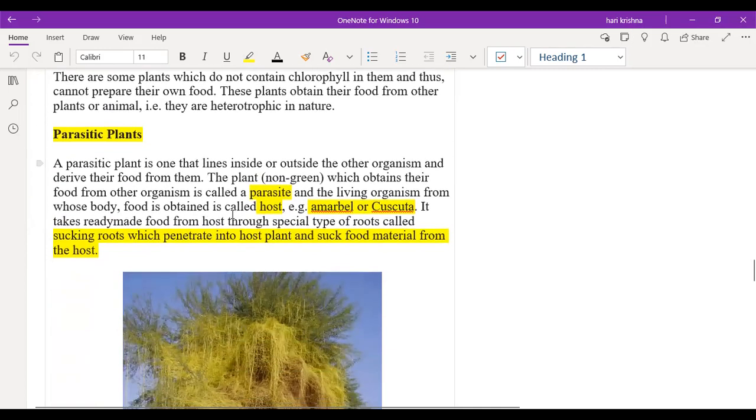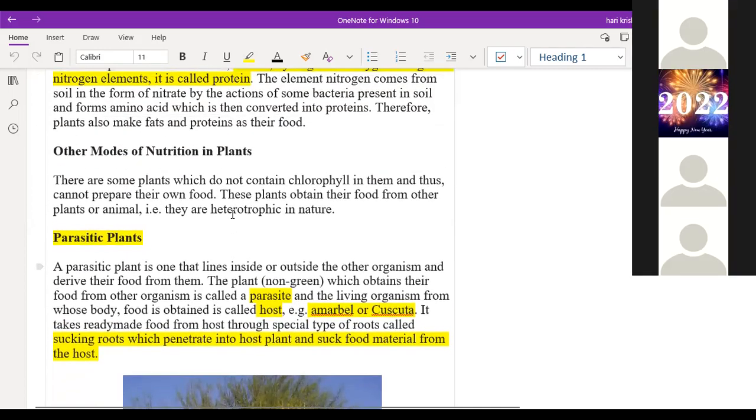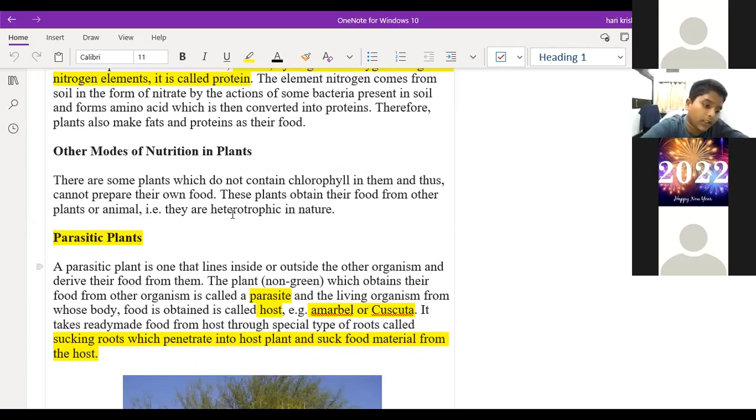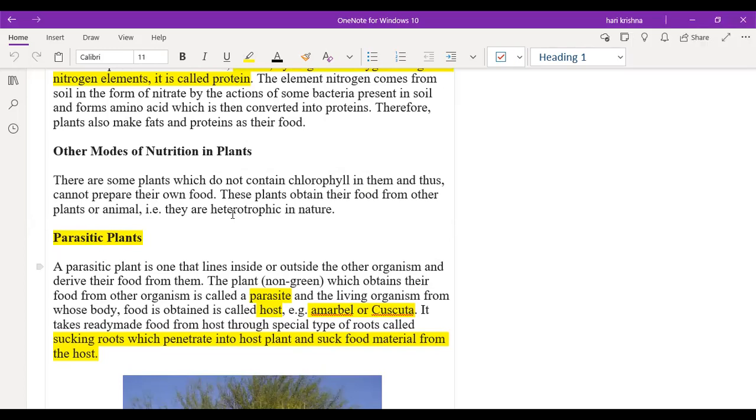Okay, that is one type of nutrition. That is in the case of autotrophic nutrition. Next we'll come to the heterotrophic form of nutrition. In the case of heterotrophic nutrition, heterotrophic means it does not make its own food.